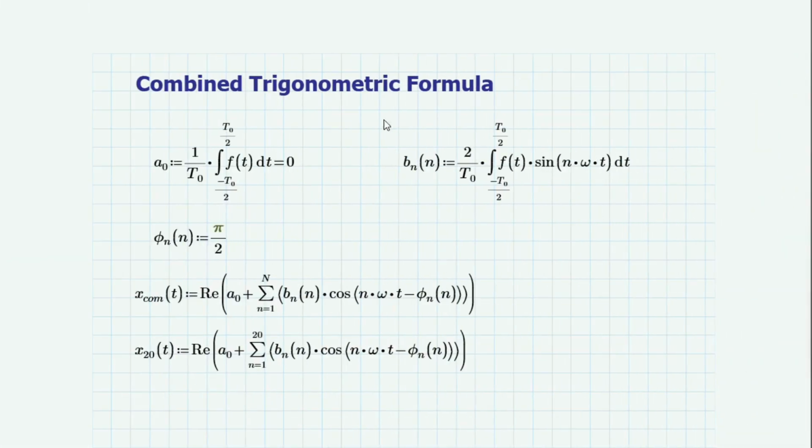The combined trigonometric form, or magnitude-phase form, is where the math meets real-world engineering. Instead of separate sine and cosine terms, we use a single cosine wave for each harmonic with a magnitude c_n and a phase shift theta_n.